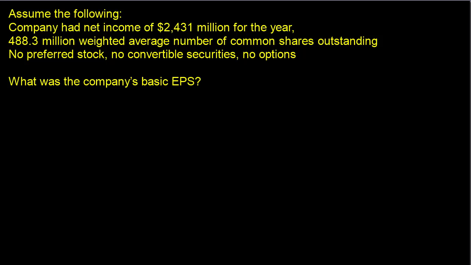So this is a problem testing your knowledge of the very remedial calculation, as basic as it gets for earnings per share, and it's actually called basic earnings per share. The problem states: assume the following. A company has net income of $2,431 million for the year, and it also has 488.3 million weighted average number of common shares outstanding.